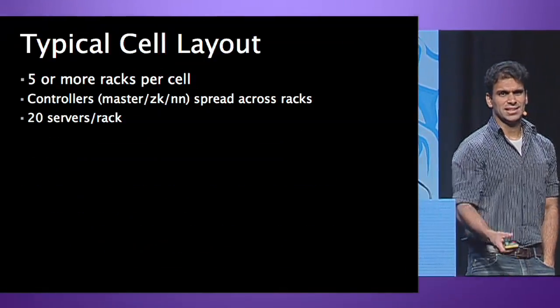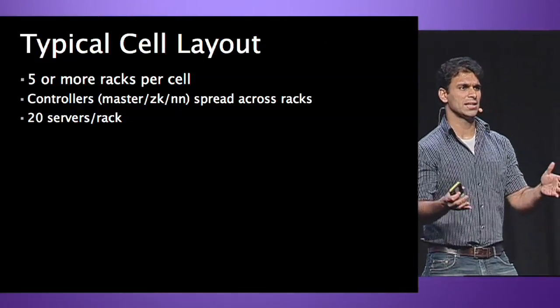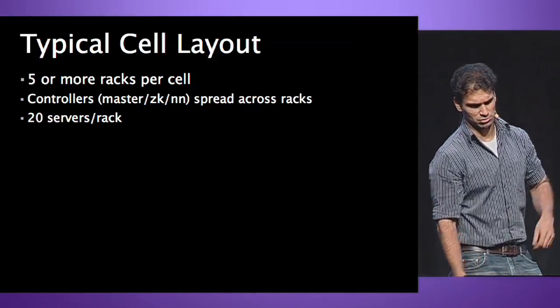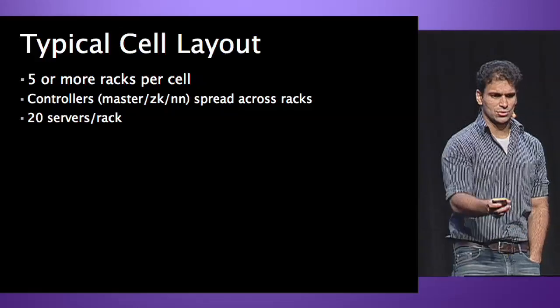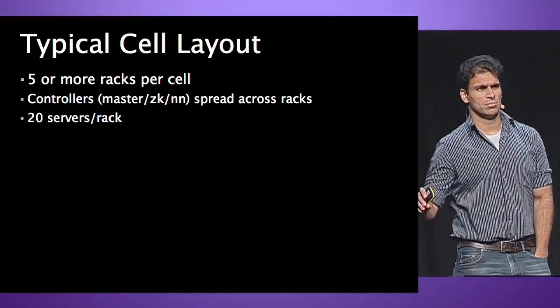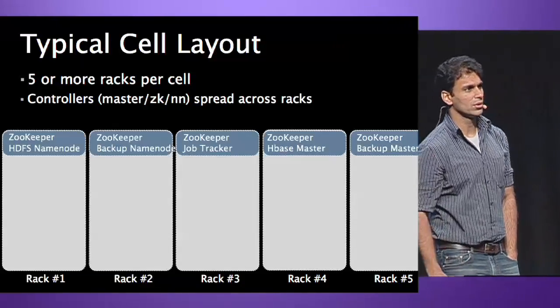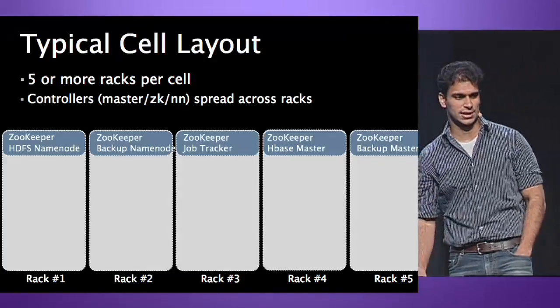OK, what is a typical layout of a cell? We have 5 or more racks, and that number is dictated by the fact that you need at least 5 machines for ZooKeeper, to reach a quorum and still be available for long periods of time. So let's throw 5 racks in there. Now, the top of the rack node on each of these racks is something that we call a controller node, and is really sacred for us. If it goes down, people get up and fix it as soon as they can.